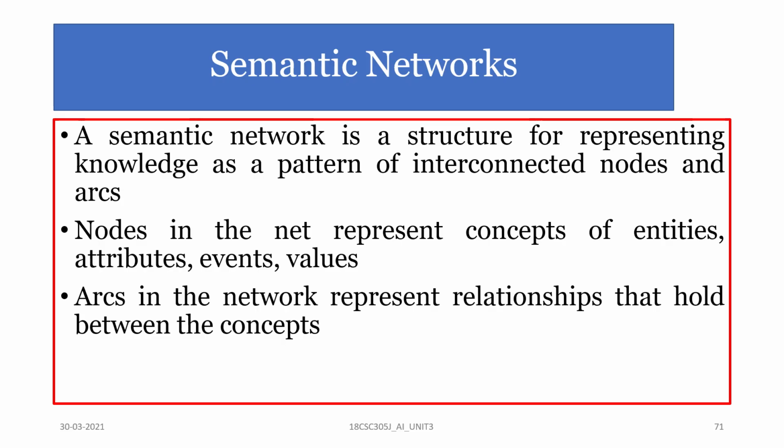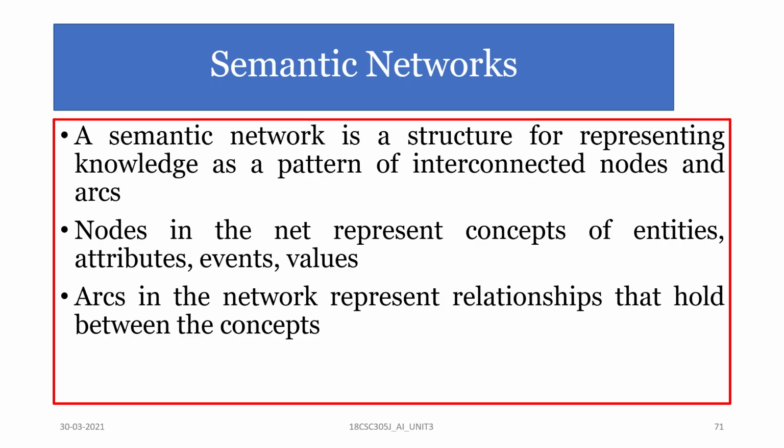So next is the semantic network. The explanation has already been given, so I'll represent it with a few points. A semantic network is a knowledge representation technique used in artificial intelligence to represent knowledge as a graph of interconnected nodes and arcs. Nodes represent the concepts or objects. The links represent the relationship between those concepts.